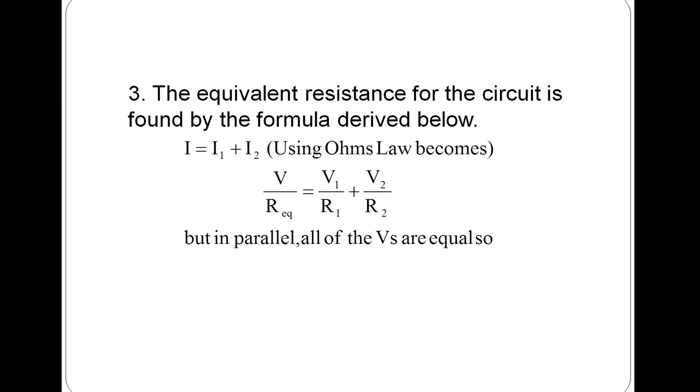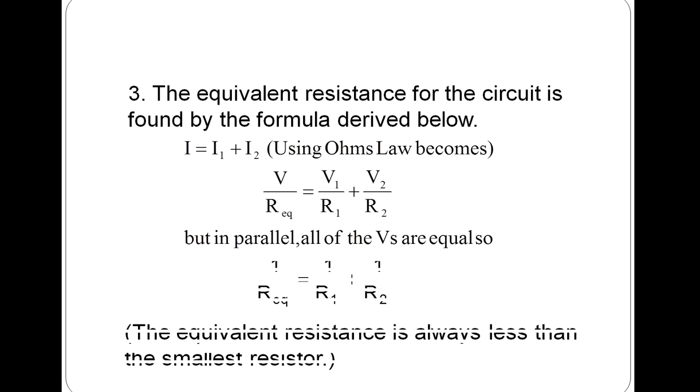So this is kind of how this works. There's a derivation, but I guess we don't really need to go into that very much. If you look at the equation for the resistance, it's actually the inverse of each resistor added together equals the inverse of the equivalent resistance for the circuit. So the equivalent resistance for the whole circuit is actually less than the smallest resistor. That's kind of a cool effect for parallel circuits.